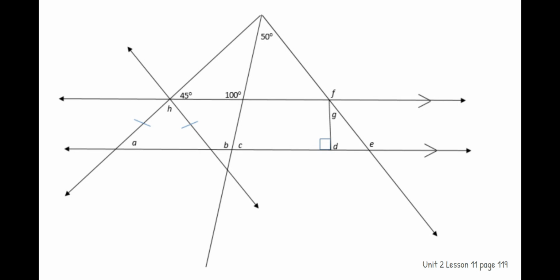Starting with angle A. Notice we have a pair of parallel lines here. Using this line as a transversal, we can use corresponding angles to determine that A is 45 degrees. Corresponding angles are congruent. Write in the reason column corresponding angles.